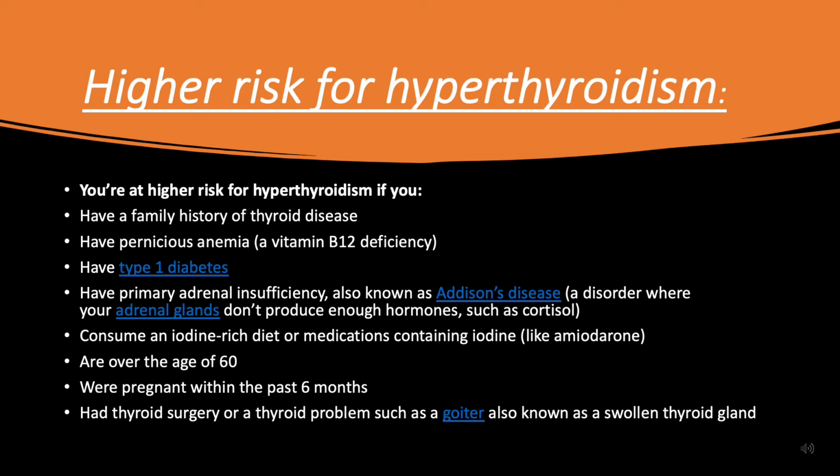Higher risk for hyperthyroidism. You're at higher risk for hyperthyroidism if you have a family history of thyroid disease, have pernicious anemia, a vitamin B12 deficiency, have type 1 diabetes, have primary adrenal insufficiency, also known as Addison's disease, a disorder where your adrenal glands don't produce enough hormones such as cortisol, consume an iodine-rich diet or medications containing iodine like amiodarone, are over the age of 60, were pregnant within the past 6 months, had thyroid surgery or a thyroid problem such as a goiter, also known as a swollen thyroid gland.